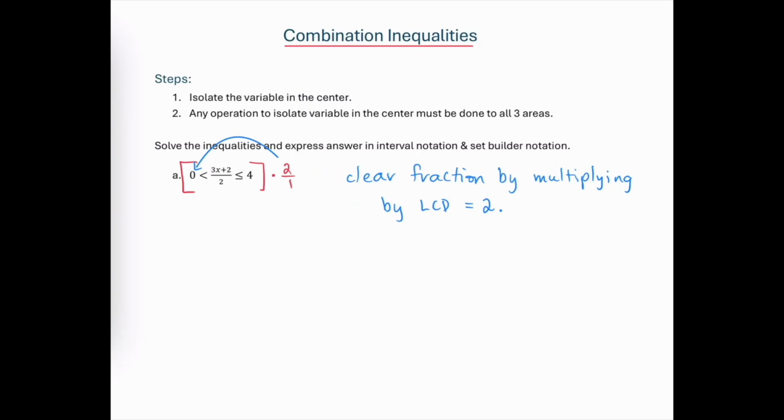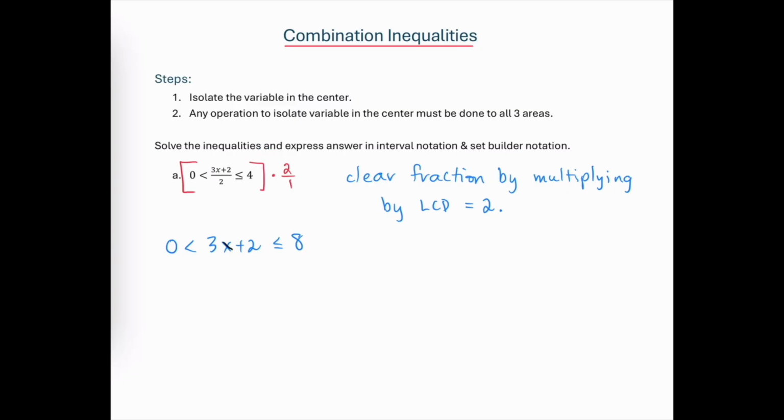So this multiplier of 2 needs to be multiplied on the far left, which is going to give us 0. Because the 2 is a positive quantity, we do not change the direction of the inequality. Then we multiply 2 by the innermost expression, and here the 2's are going to cancel out. So what we end up with in the center is just 3x plus 2. Again, because the 2 is positive, we do not change the direction of this inequality either, so we still have less than or equal to here. And now we multiply 2 by the rightmost quantity, which is 4, and 2 times 4 is 8.